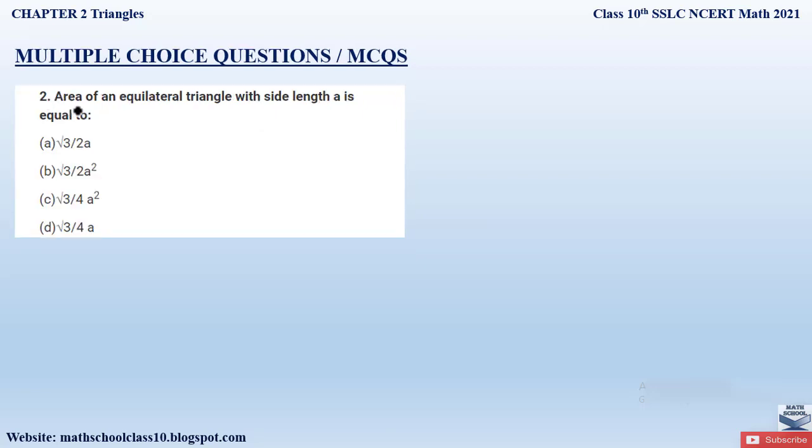Question number 2 is, area of an equilateral triangle with side length A is equal to. So we have an equilateral triangle where all the three sides are equal and they have given us the side length is A. So if we name this triangle as ABC, each side length is A, A and A. Now we have to calculate the area of the triangle.